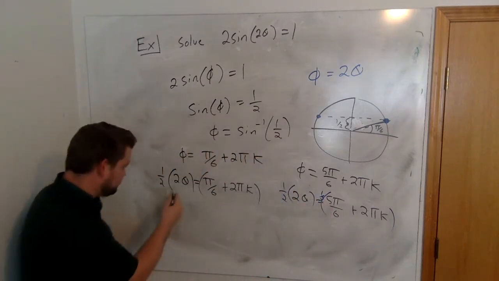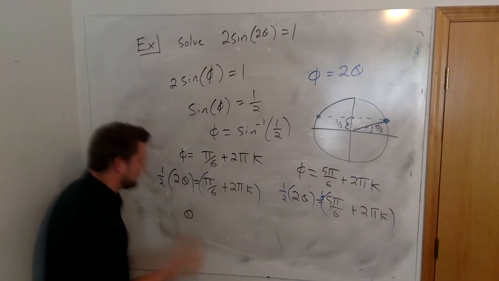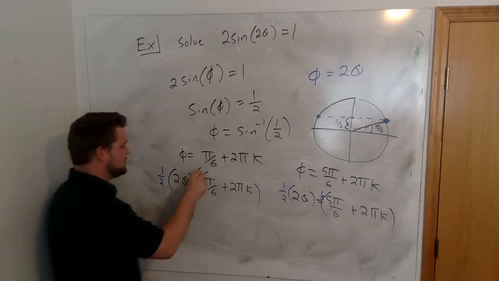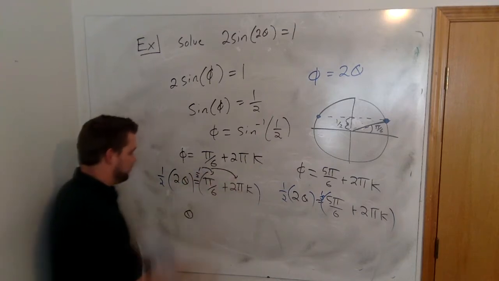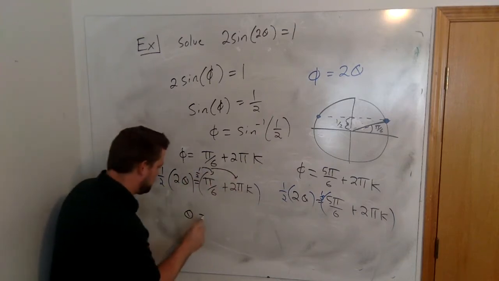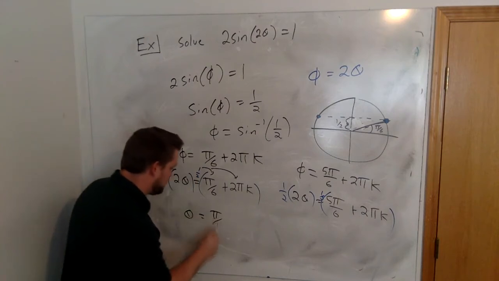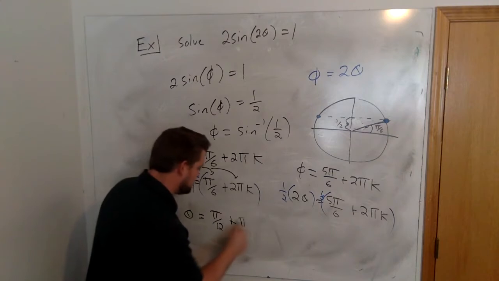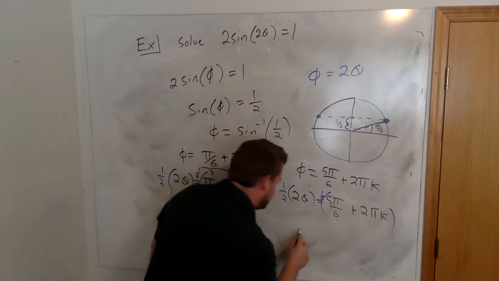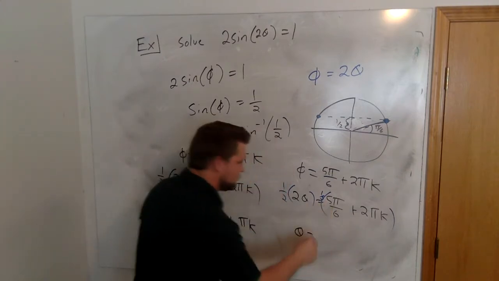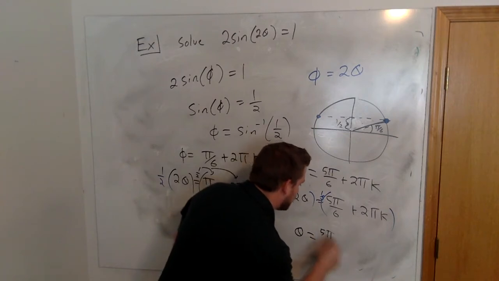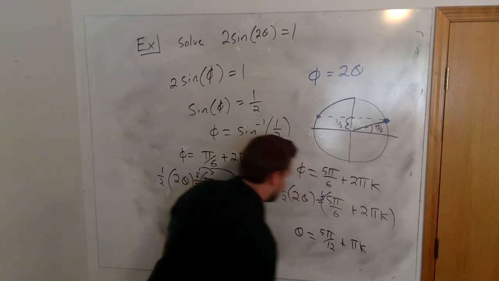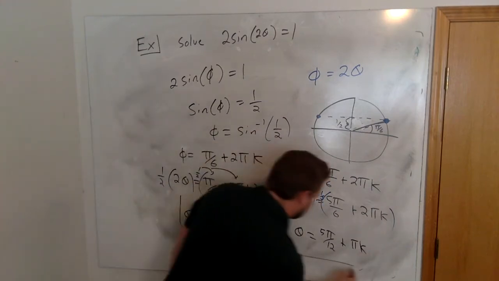So we get our solution, theta. We're going to multiply both sides by 1/2. So theta is going to be equal to, make sure to distribute this 1/2 into both pieces, pi over 12 plus pi k. And here we'd have theta equal to 5 pi over 12 plus pi k. And here we have our 2 solutions.